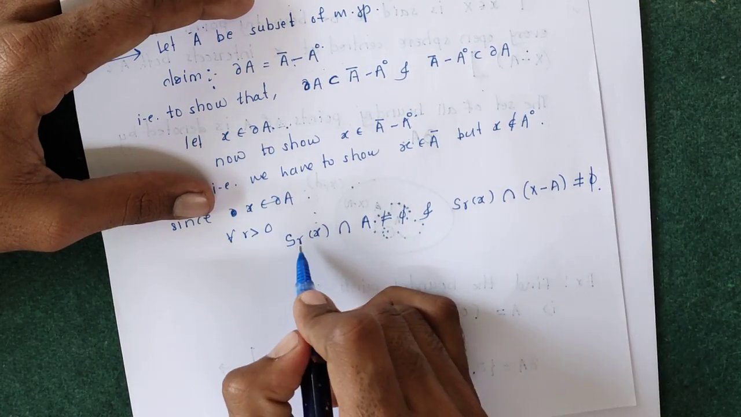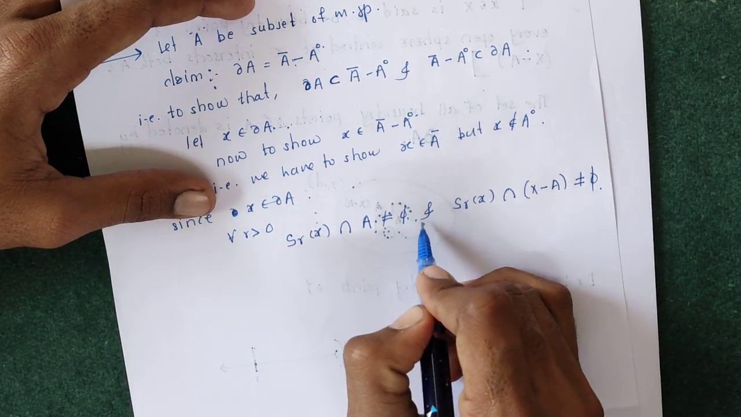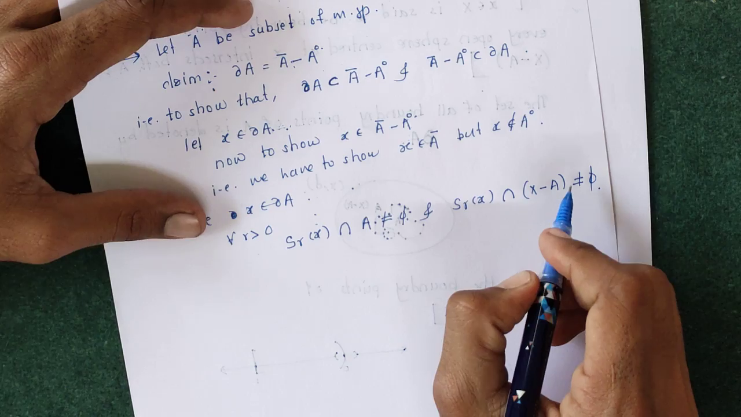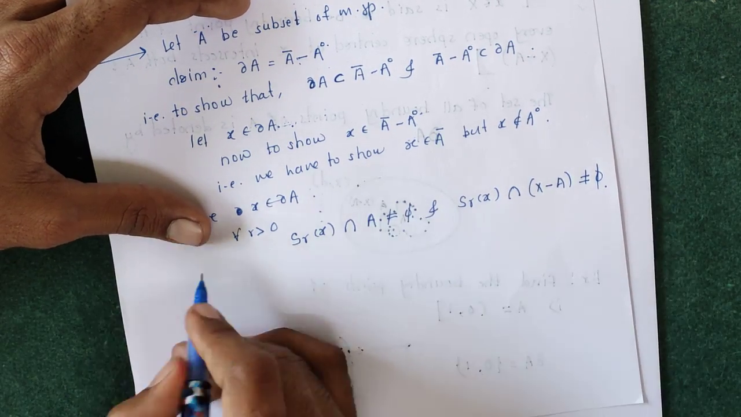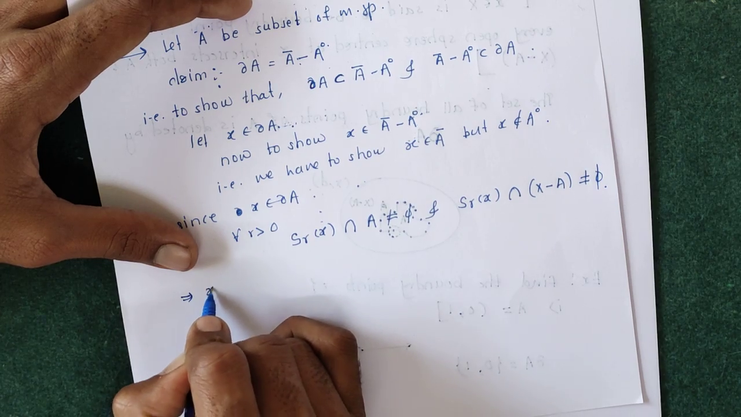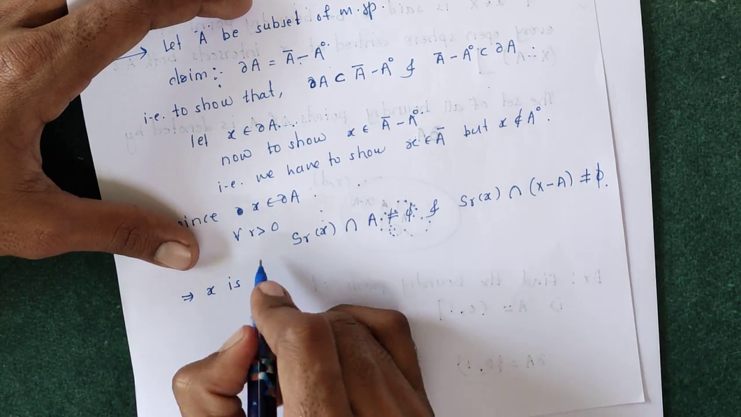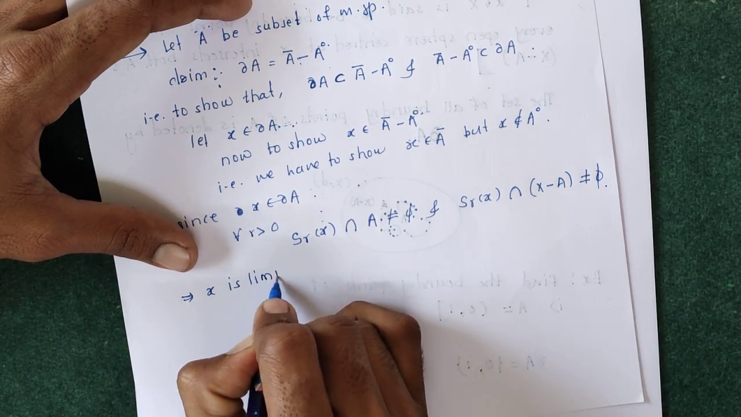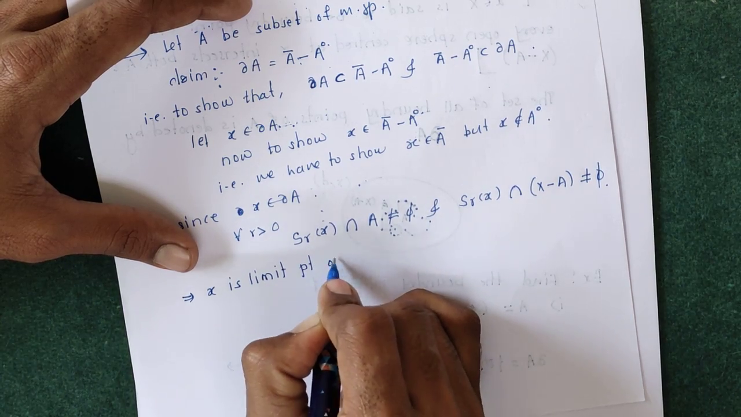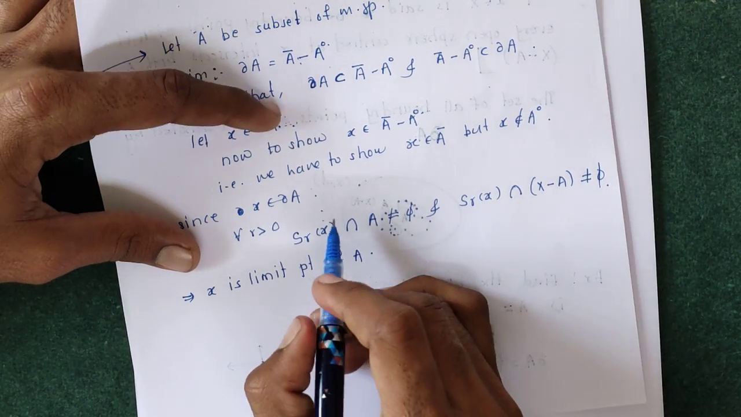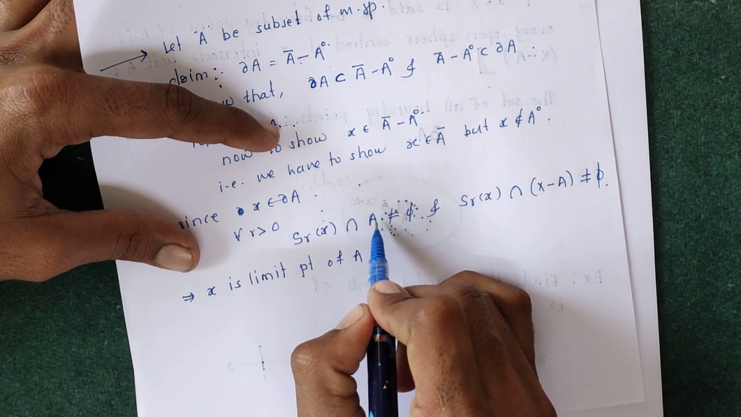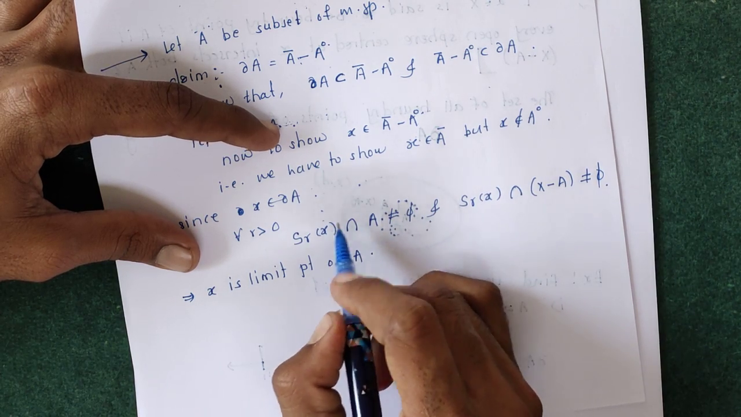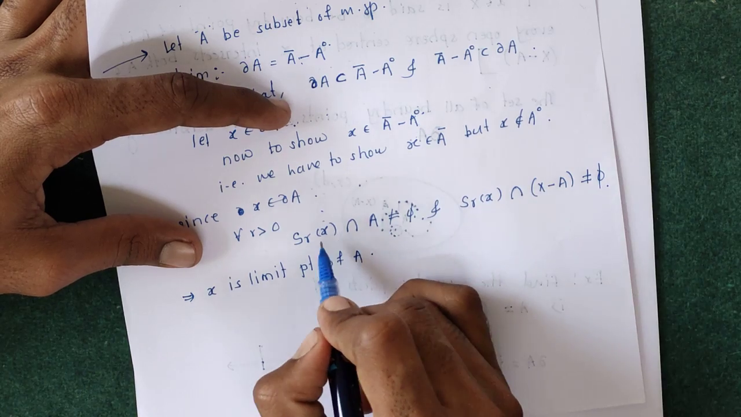Now here we have S_R(x) intersection with A is non-empty, and S_R(x) intersection with X minus A is also non-empty. As S_R(x) intersection with A is non-empty, this gives us that x is a limit point of A, because by the definition of limit point, S_R(x) intersection with A must be non-empty, that is, the intersection must contain at least one element of A other than the center.